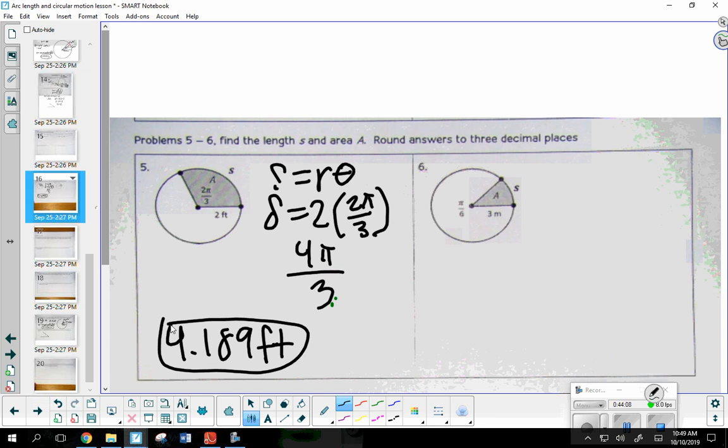Wait, do I have to do the area sector for this one or that? For the same one. You need to do both for 5 and 6.